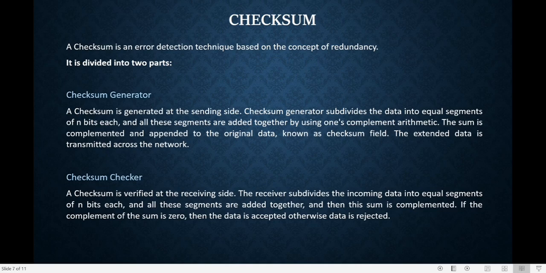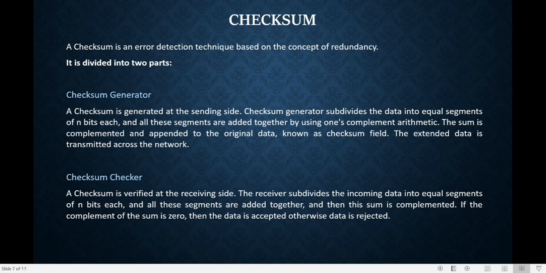Checksum error detection is a method which is used to identify errors in the transmitted data. The process involves dividing the data into equally sized segments and using ones complement to calculate the sum of these segments. The calculated sum is then sent along with the data to the receiver. At the receiver's end, the same process is repeated, and if all zeros are obtained in the sum, it means that the data is correct.